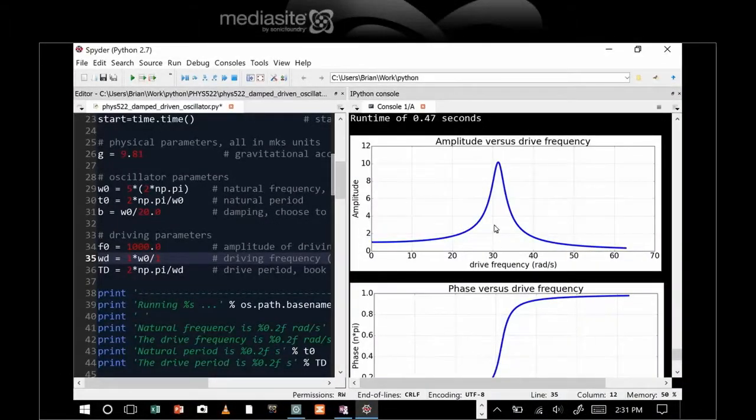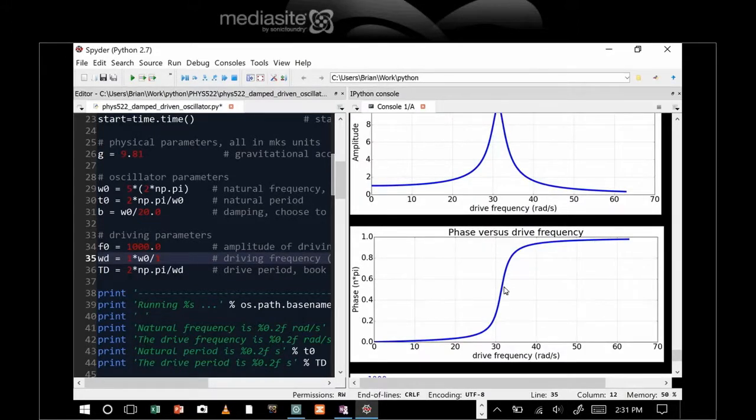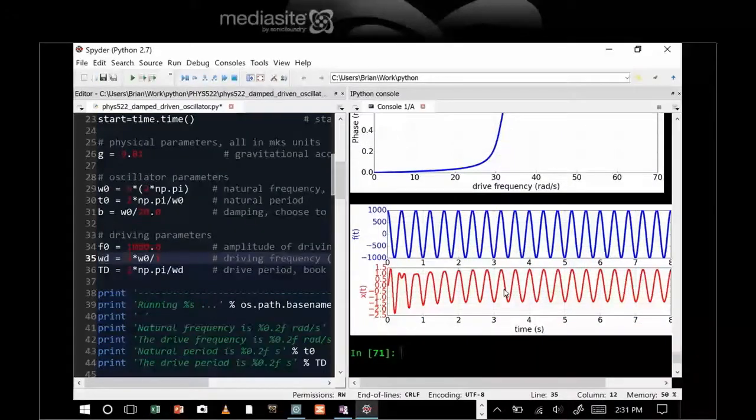What I should predict is that when the drive frequency is equal to this point here, I expect the maximum amplitude to be about 10, and then the phase should be pi over 2. Remember, the cosine of an angle plus pi over 2 is sine. Or maybe it's minus 10, but anyhow, it's a sine. So let's just do that.